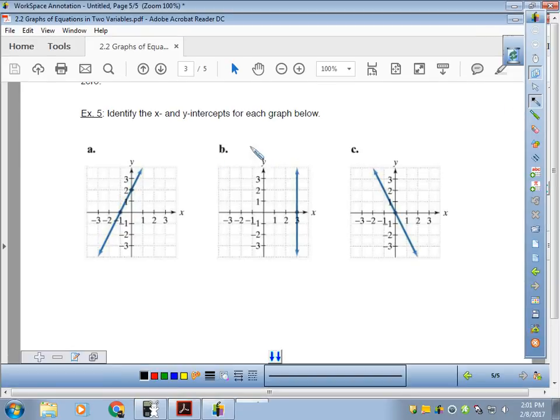So our first one here asks us to identify the x and y intercepts for each of these graphs. So let's start with this one. We're going to say we have an x-intercept. Where does this cross the x-axis? It crosses right here at this point at negative 1. So our x-intercept would be the point negative 1, comma, 0.